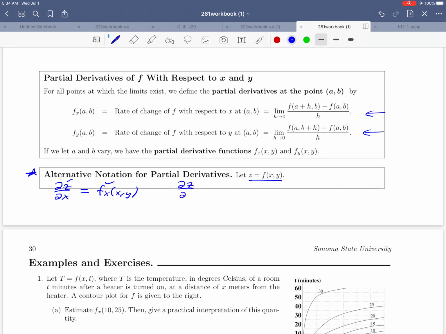Okay, and then partial z partial y, same thing. We could rewrite that as just f_y of x y. Both of those are just ways of representing the rate of change in the y direction.